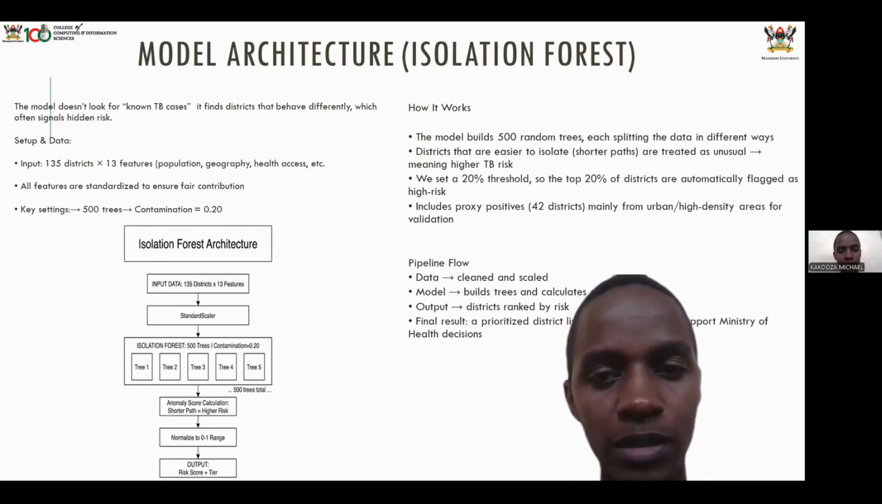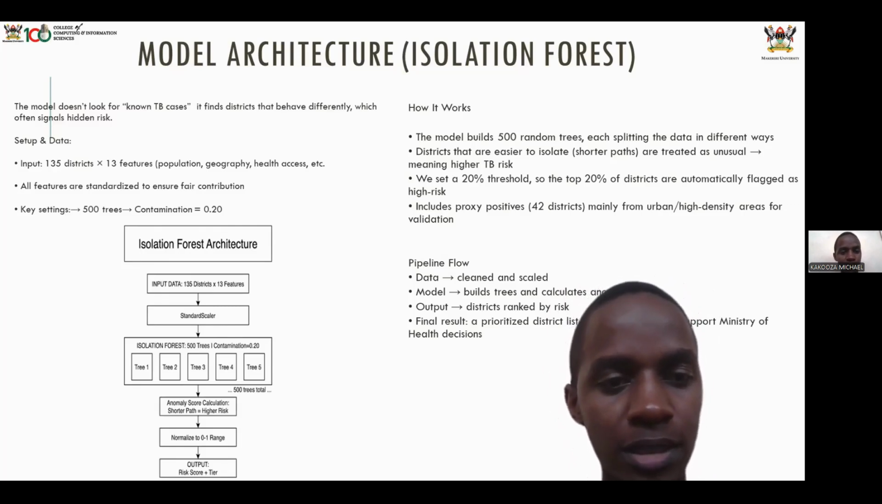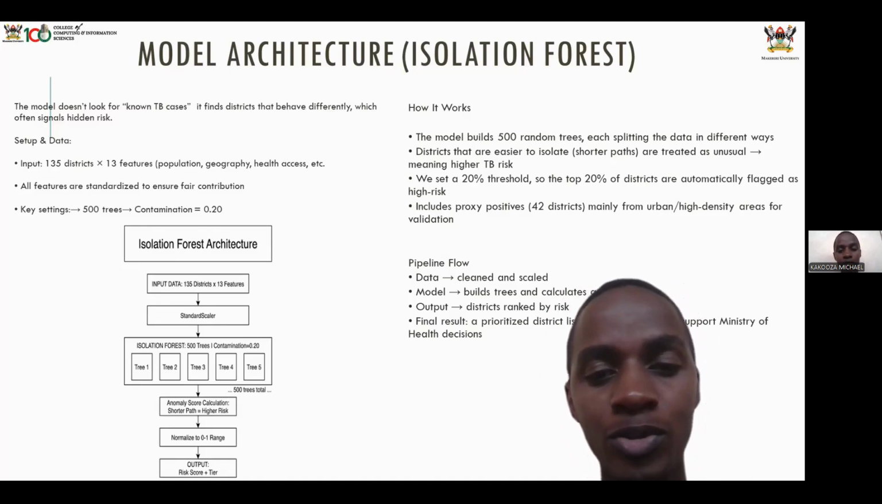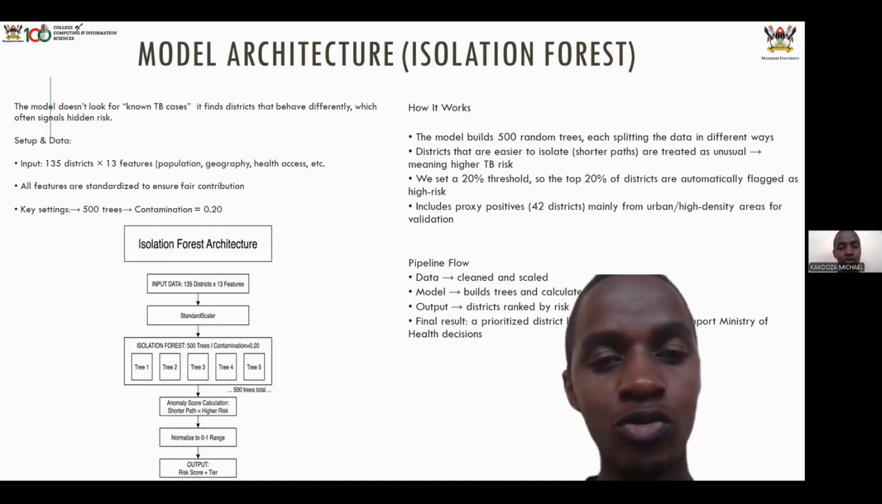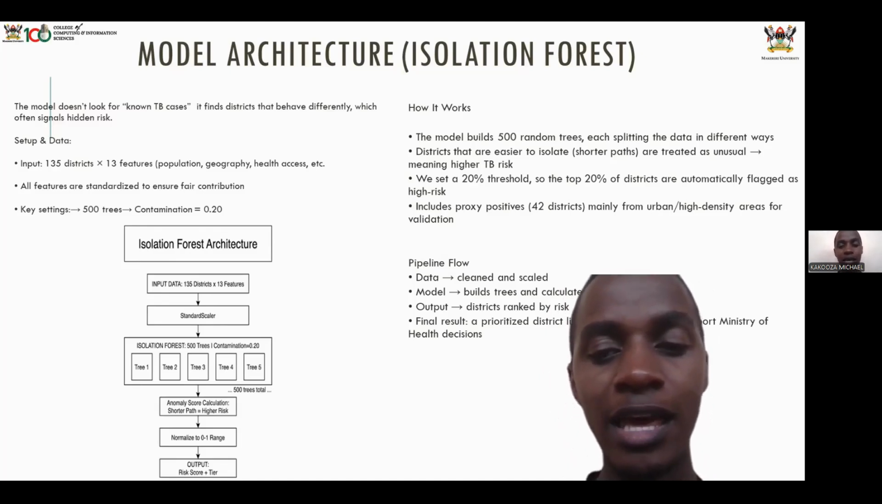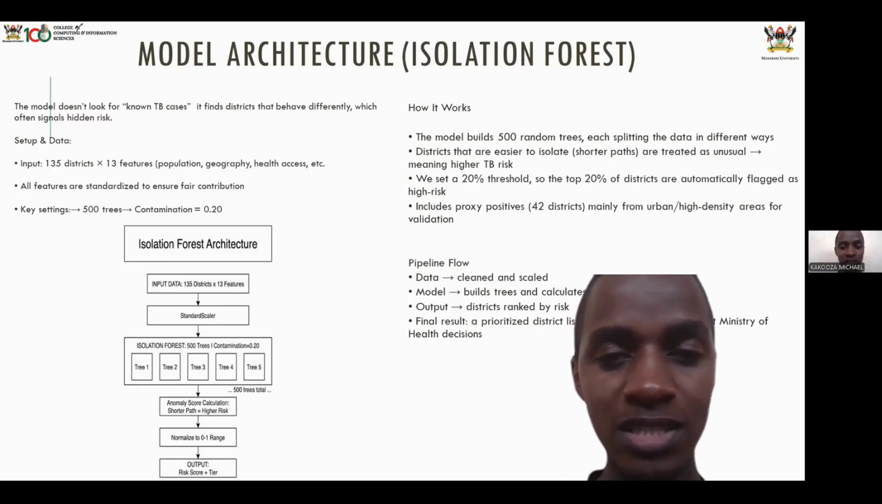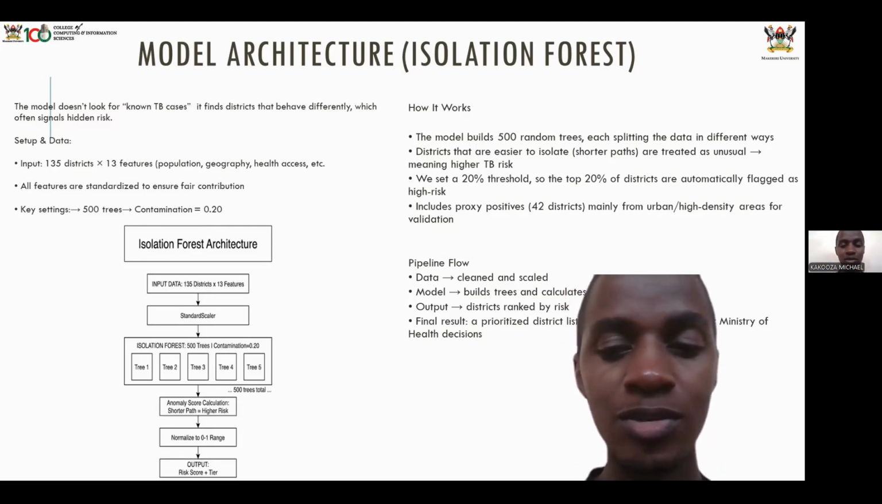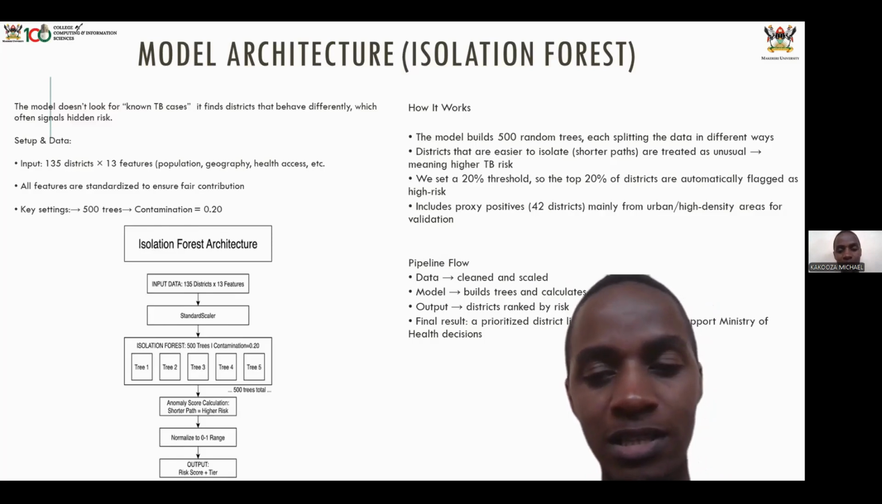So the model is isolation forest. It doesn't look for known TB cases; it finds districts that behave differently, which often signals hidden risks. Because based on the project that we are handling, optimization of resources, our main point is about identification of the areas where we need to stress in for resources, and also for the people who are sick.